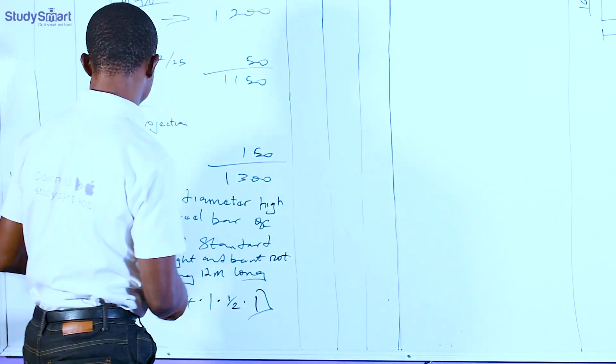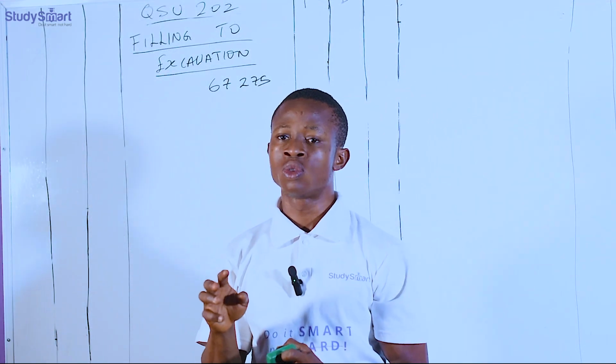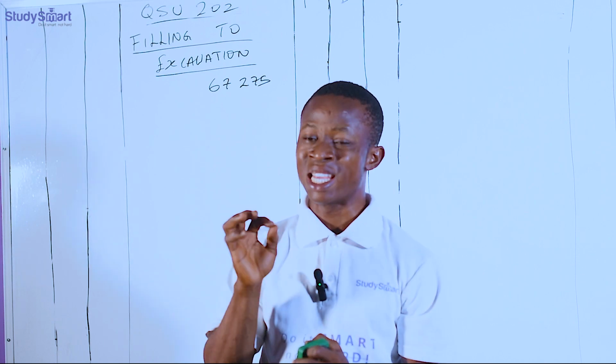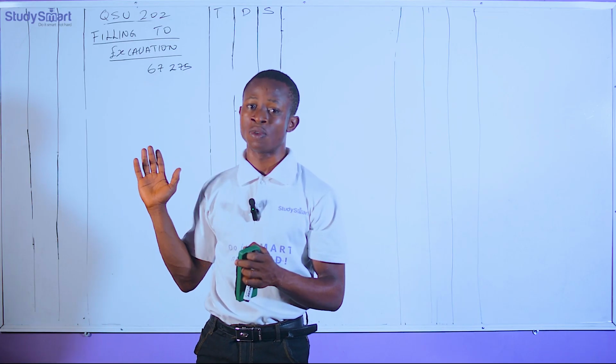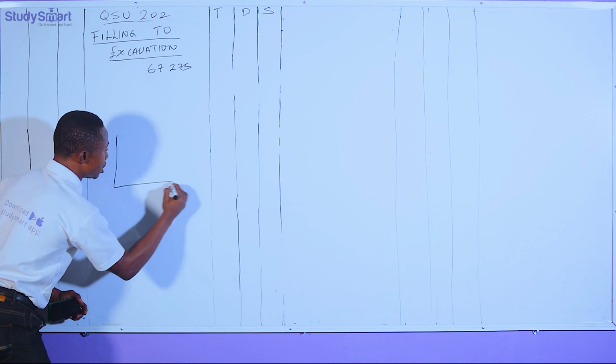There are two types of filling to excavation: filling obtained from excavated material, and imported filling. There are two different types of filling. If you check the slide, you see that there are differences. You are filling like the middle. For example, let me just use this as an example.